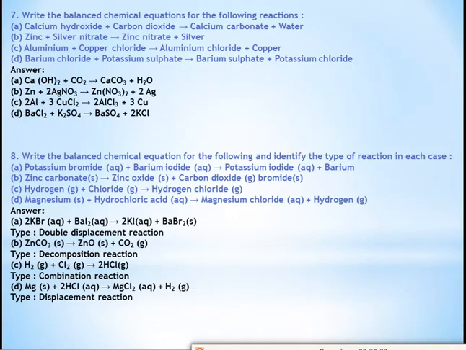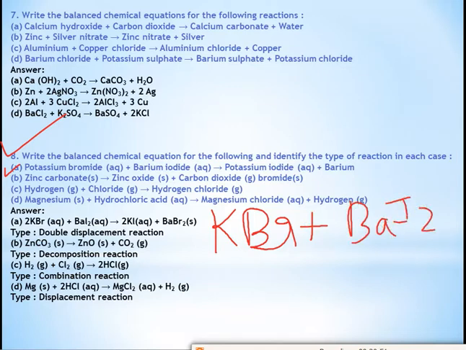Now let's take up question number 8. Write the balanced equation for the following and identify the type of reaction. Again in this question they have given it in the form of words. We have to write the equation, and after that we have to say which type of reaction it is. The first reaction is potassium bromide, KBr, plus barium iodide, BaI2, gives potassium iodide, KI, plus barium bromide, that is BaBr2.